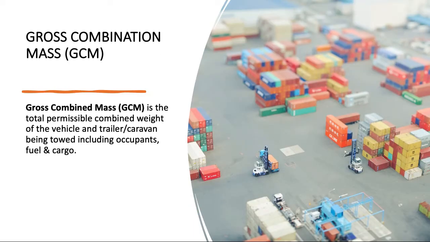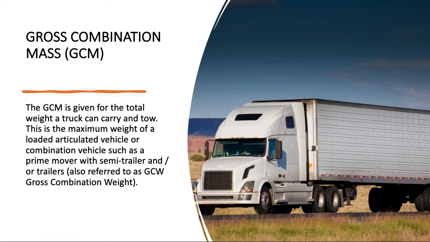Gross combined mass, also known as gross combination mass, GCM, is the total permissible combined weight of the vehicle and trailer / caravan being towed, including occupants, fuel, and cargo. The GCM is given for the total weight a truck can carry and tow.